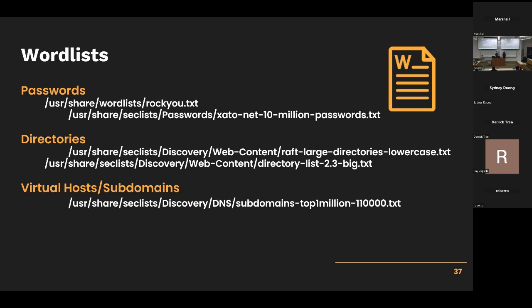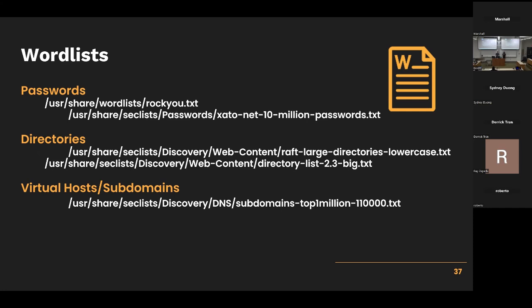All right, so we kind of touched on word lists, but I'll go a little bit more into depth. Like I said, they're very large text files with a bunch of different words on each line that we feed these tools, and they will basically run through all of them. There are certain word lists for certain uses. For example, passwords, directories, as well as vhosts, virtual hosts, or subdomains.